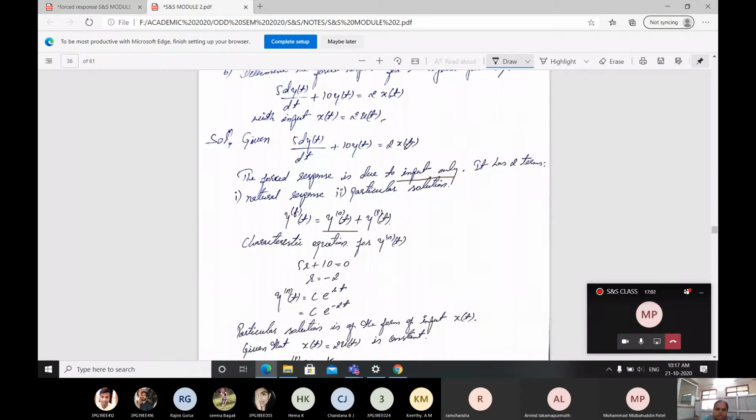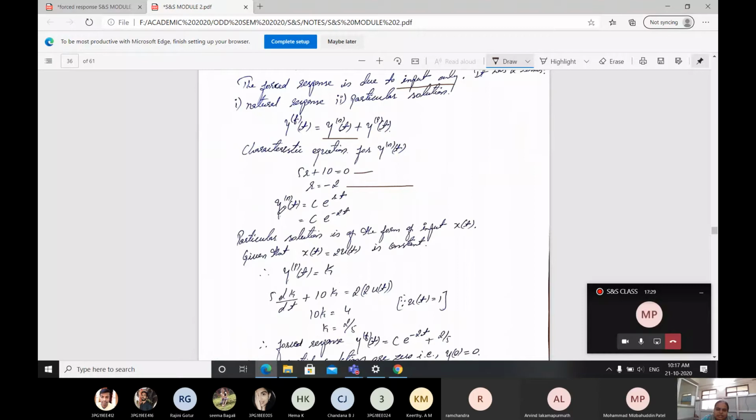Homogeneous equation we have to take. Therefore, what we can write here, dy of t divided by dt I can take as r, right? We come across 5 into r plus 10 times y of t, that is going to be equal to 0. Then from this we will be getting r as minus 2. The root coming from this equation is minus 2.